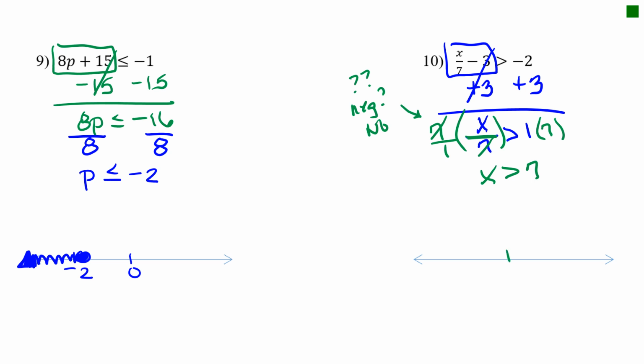So I want my x's to be bigger than 7. Here's 7. Bigger than means 7's not included, but 7.00000000000000001 is included, and that's doggone close to 7. I want the x's to be bigger than that, so that means I want 8, 9, 10. I want the numbers to the right, the bigger numbers.